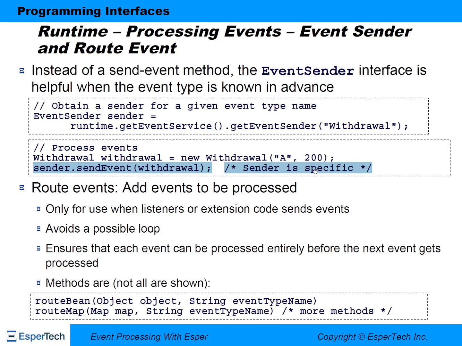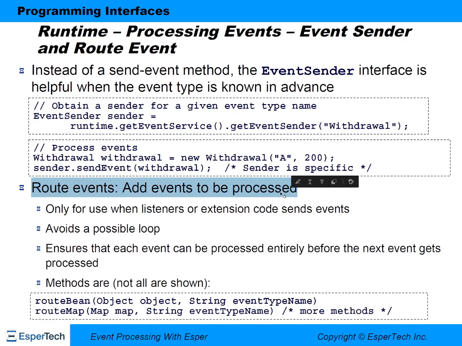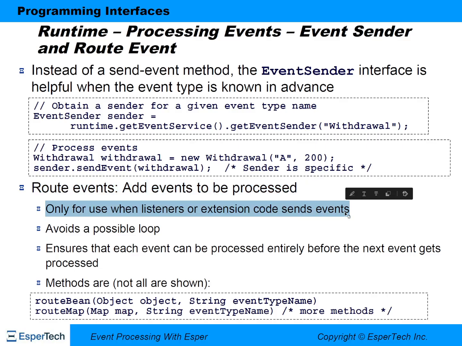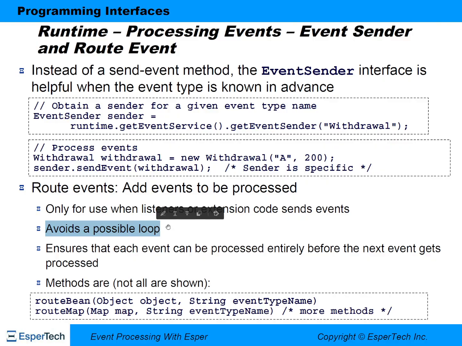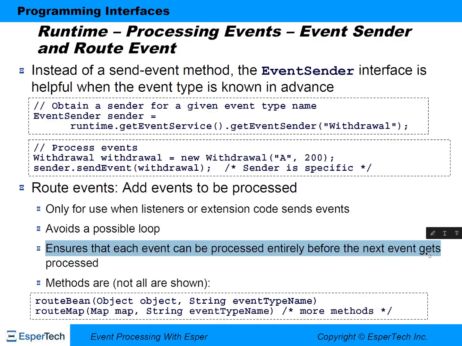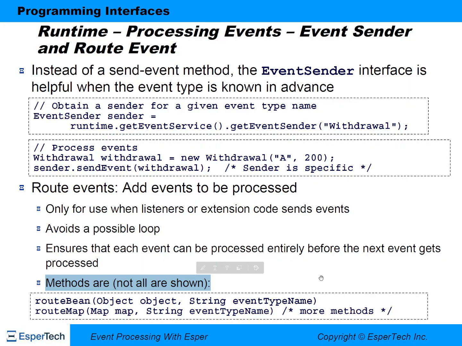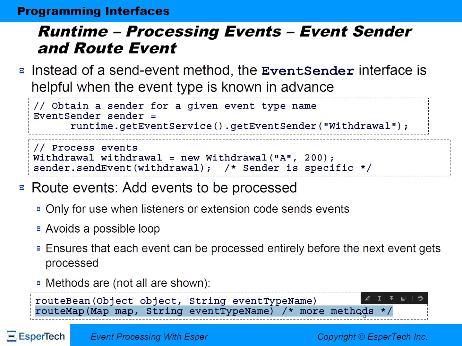The route event methods add events to be processed. The route event methods are only for use when listeners or extension code sends events. The route event method does not process events unless called from listeners or extension code. The route event methods avoid possible looping. The route event methods ensure that each event can be processed entirely before the next event gets processed. Here are two sample route events methods. Use routeBean when the listener or extension code has an object event to process. Use routeMap when the listener or extension code has a map event to process.